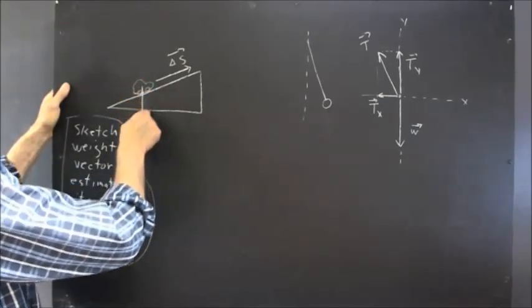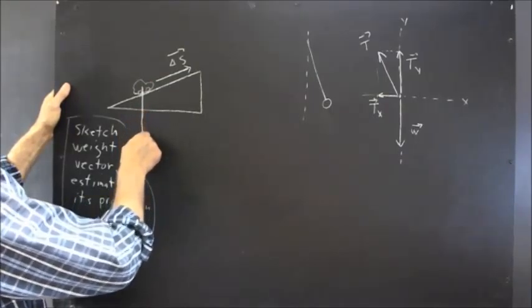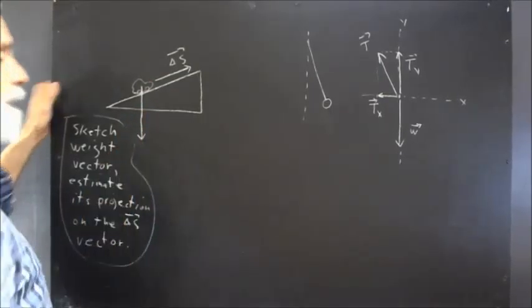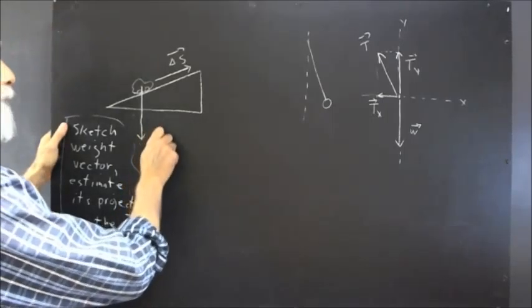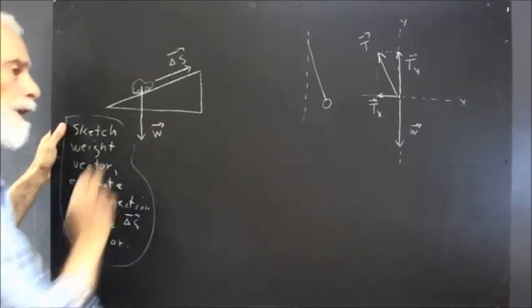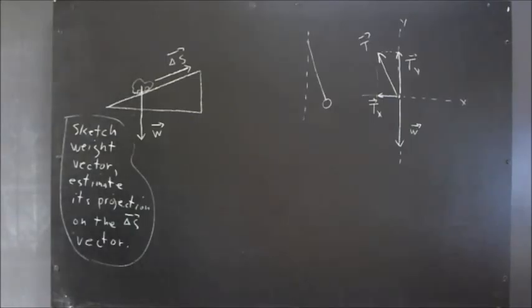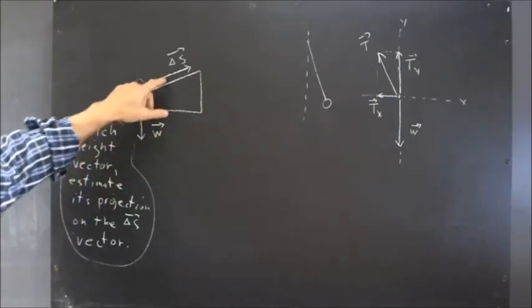Now, you don't know how long to draw the weight vector. Let's just draw it at some reasonable length. Okay, so here's the weight vector, lowercase w. Now we want to project the weight vector onto delta S.